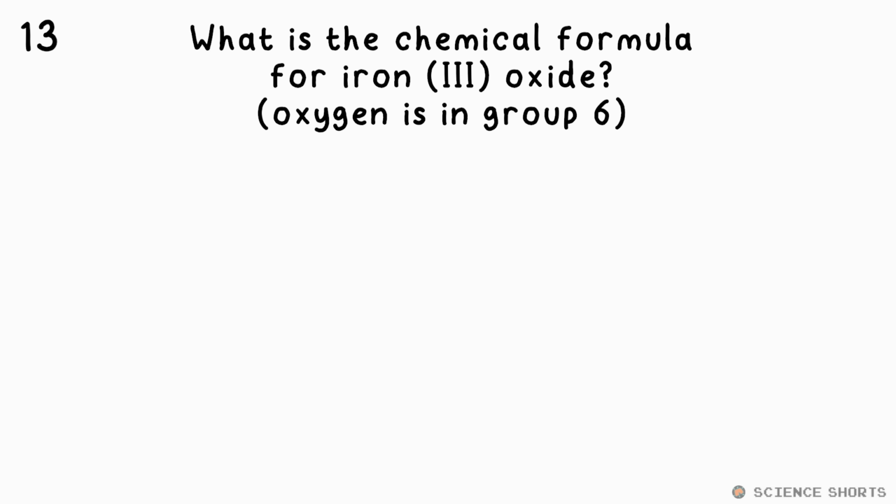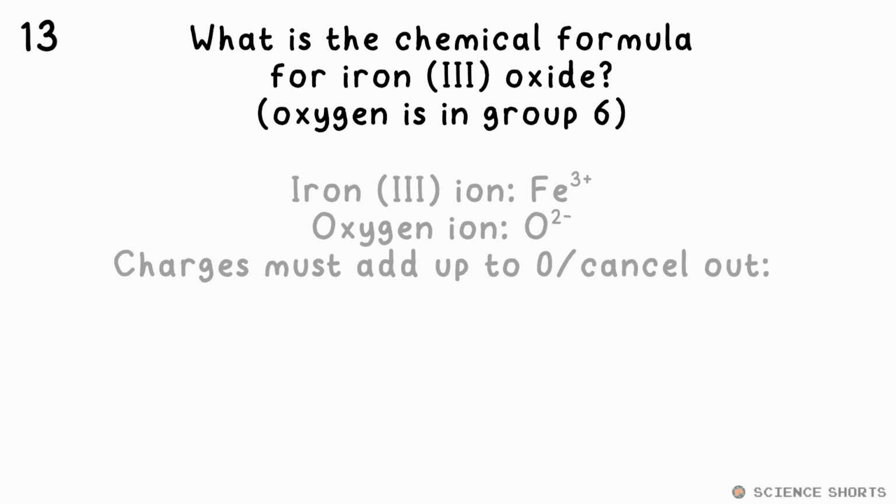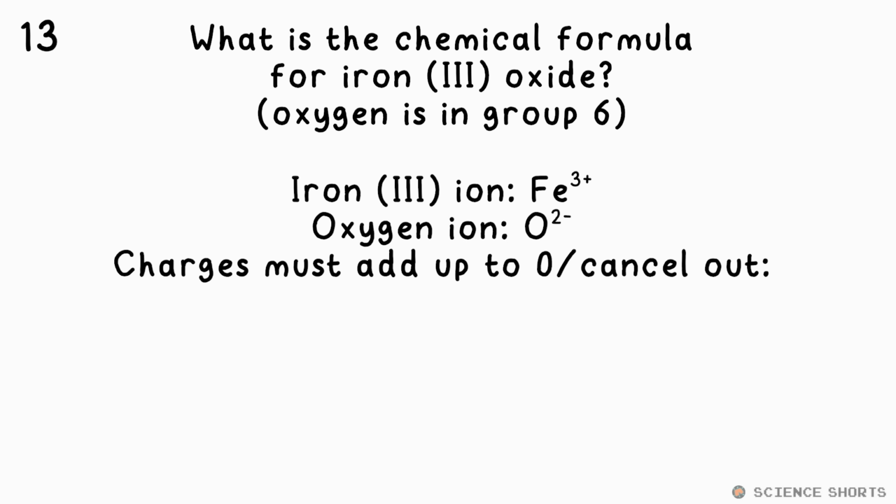What is the chemical formula for iron 3 oxide? You need to know that oxygen is in group 6. You might want to pause for this one. Iron 3 means the ion Fe3+, while oxygen ions are O2- because they need to gain 2 electrons to get a full outer shell of 8.